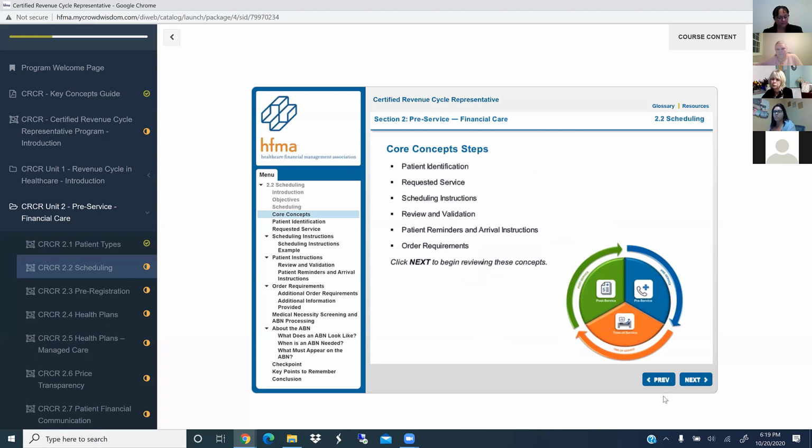If you hit next, we'll review the concepts. So I'm not going to go and read every single one. I think we all know exactly what patient identification is, but this is the first important step in scheduling the process. You need to make sure that you've identified the patient.